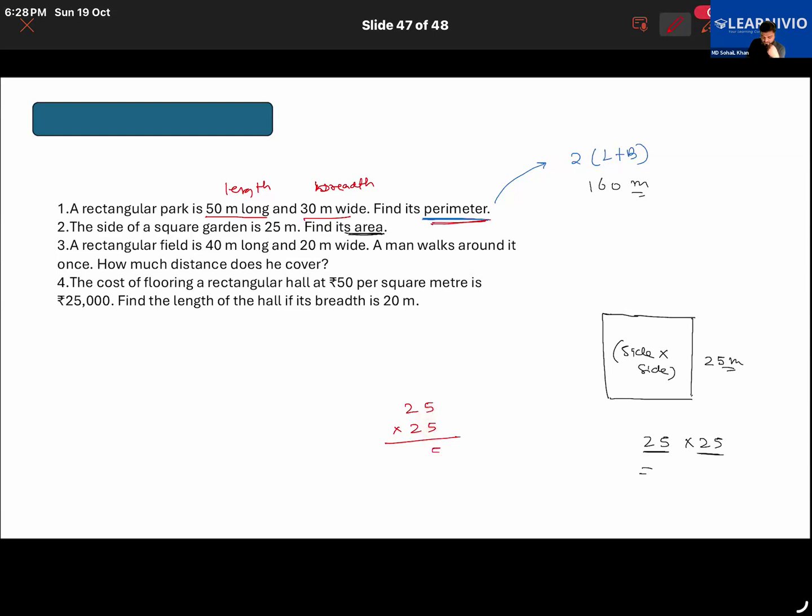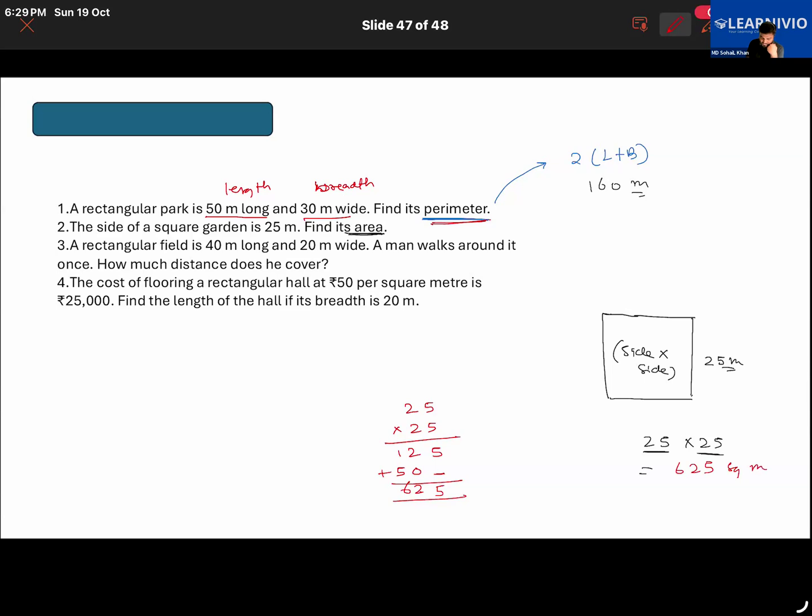25. And then 2 5s are 10, 2 2s are 4. Means 4 plus 1, 5. Now you will add them. So 2, 5, 6, 625. Very good. That is 625. So that is 625 square meter.